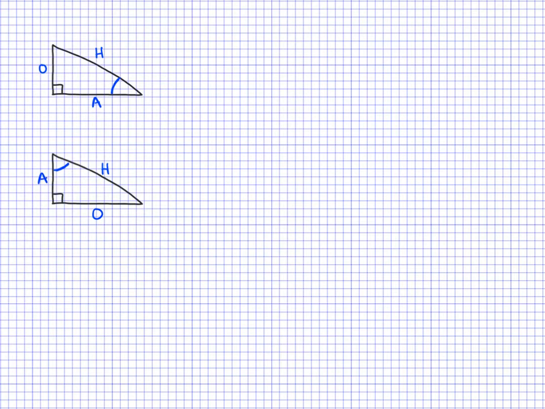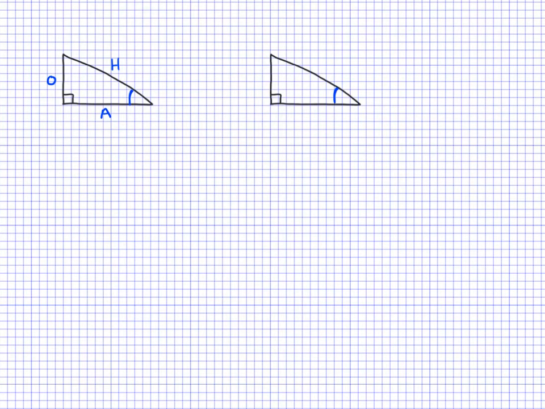So notice that it was really the same right-angled triangle, but because I had marked the angles in different places, the opposite and adjacent sides had changed. Now I want to introduce some trigonometric functions.